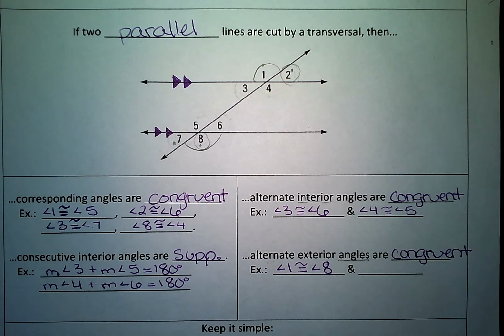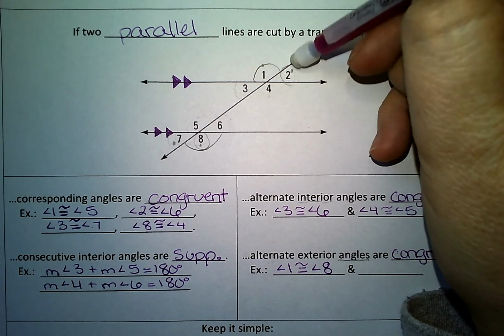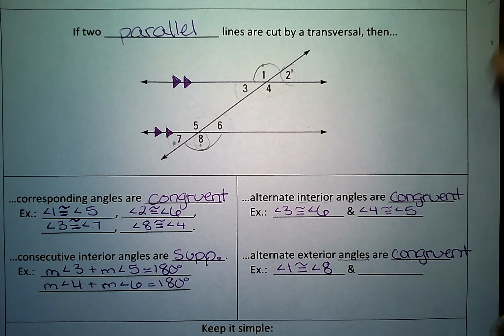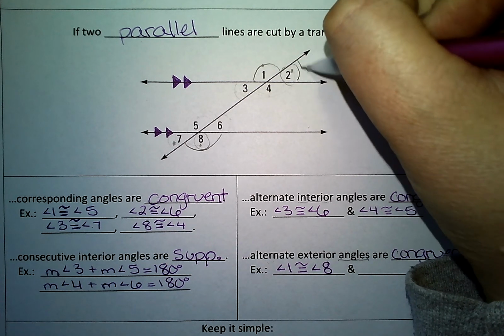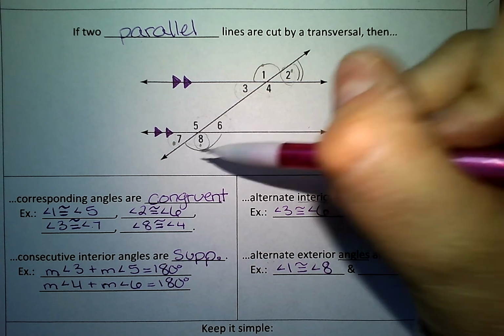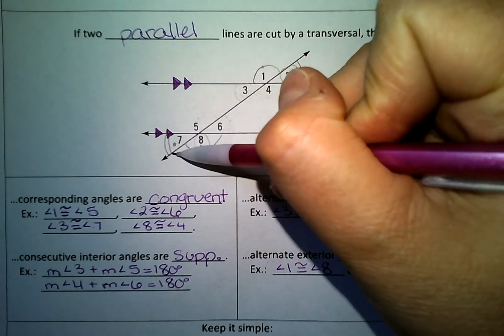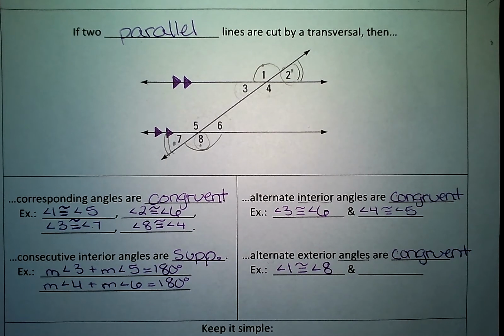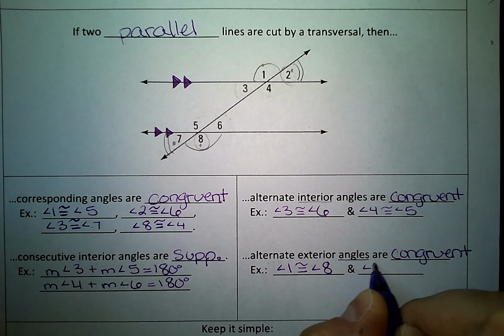The other alternate exterior angle pair would be angle 2, which is on the right side of the transversal, and angle 7 on the left side of the transversal. Both of these angles are acute, and they are congruent to each other.